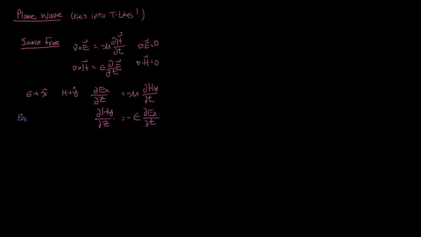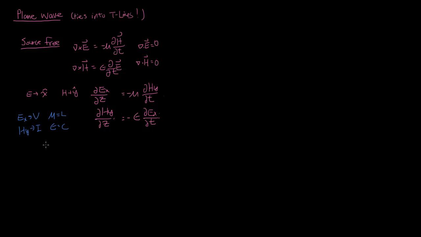If I call my Ex the letter V, my Hy the letter I, my mu L, and my epsilon C, and substitute that in here, you're going to find that this is actually the exact same form as the transmission line equations. Notionally, this is electric field and magnetic field, which is different from voltage and current. But mathematically, the equations are set up the same. And so the solutions, and the strategy you can use to come up with the solutions, stay the same.